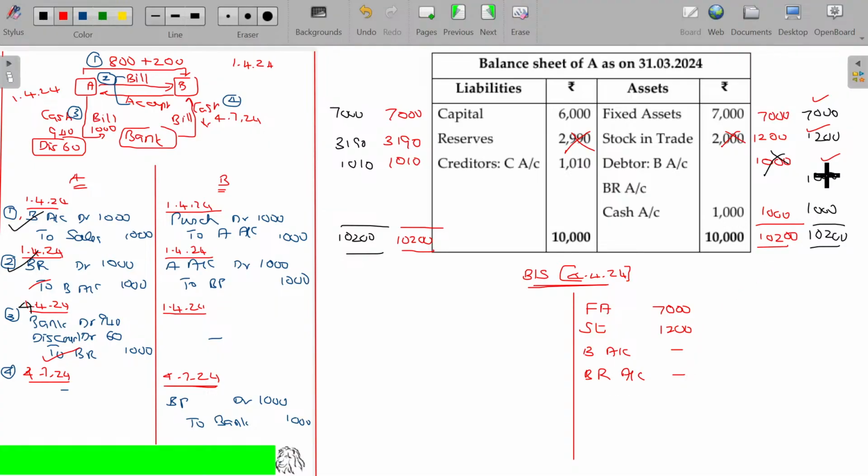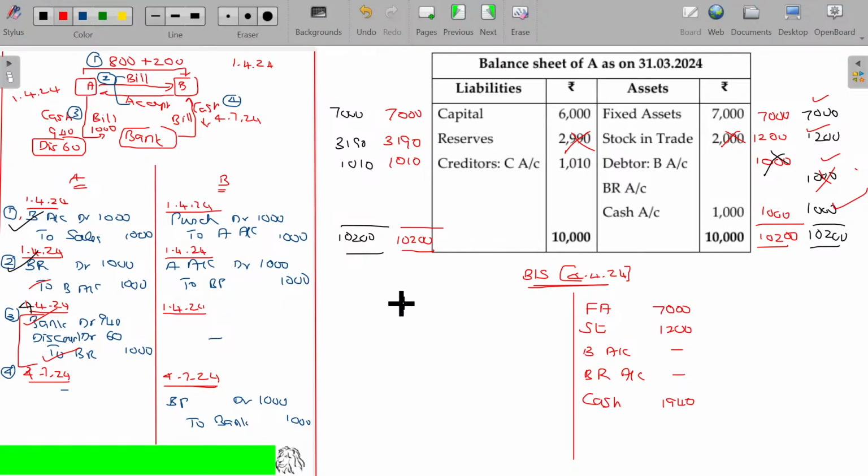BR being nil, cancelled. Instead of that, we have the cash already 1,000. Because of this, we get one more 940 excess. 1,000 plus 940, 1,940. Is that clear? What happens after adjusting this journal entry in the balance sheet? Cash and bank interchangeable, that balance increases by 940. BR already we have 1,000, by crediting it becomes 0.